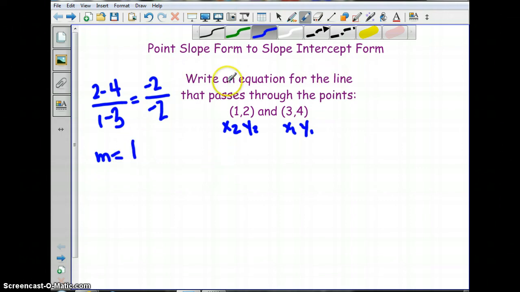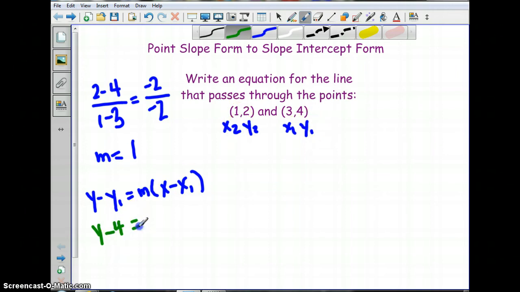Now we have to use point-slope form. Remember, point-slope form is y minus y1 equals m times x minus x1. So let's plug those in. So we have y minus y1, which is, in my case, 4, equals 1 times x minus x1, which is 3. You could also use x2, y2, it's up to you. But you have to make sure if you're going to use y1 here, you've got to use x1 here. You can't use x2 and then y1.